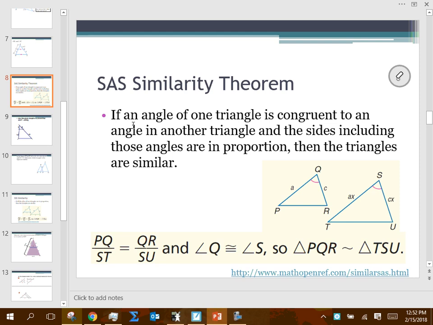It says if an angle of one triangle is congruent to an angle of another triangle, and then the sides, including those angles, are in proportion, then the triangles are similar.